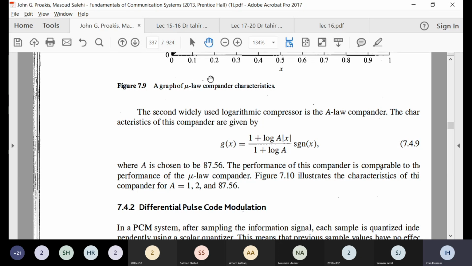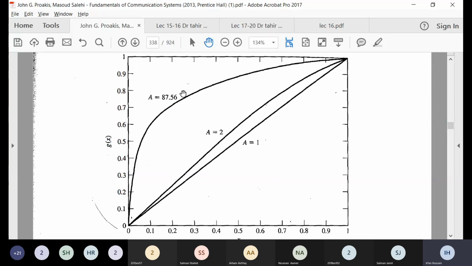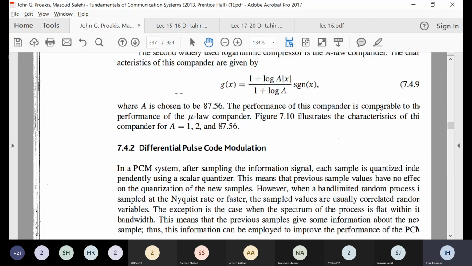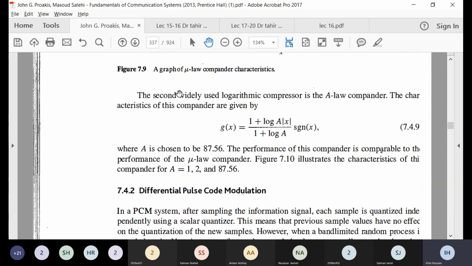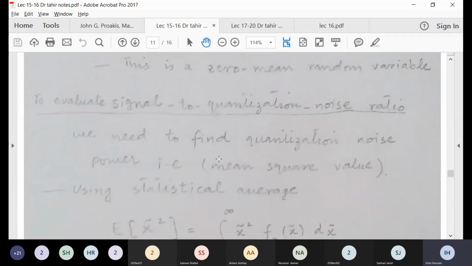The other compressor or compander is the logarithmic A law compander, and its characteristics are shown. Its performance is also comparable. Again, this is a straight line, and as A increases, you get more and more compression of higher values. So this completes our chapter 7.